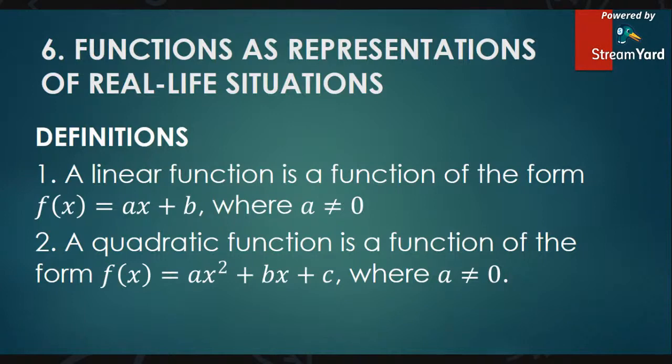So, ibig sabihin, pag naglagay tayo ng value sa b, di ba? Pag naglagay na tayo sa b, 1. So, magiging f of x is equals to 1. So, hindi na siya linear function. So, ang tawag sa kanya is constant function. So, hindi nagbabago yung ating value ni y.